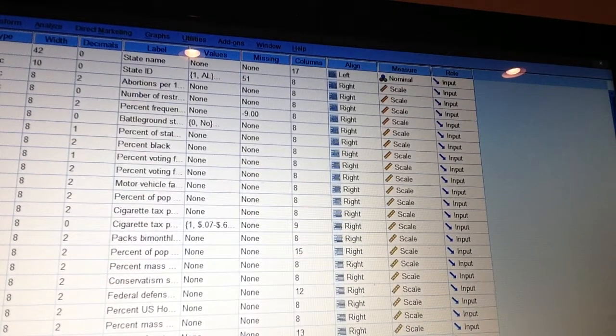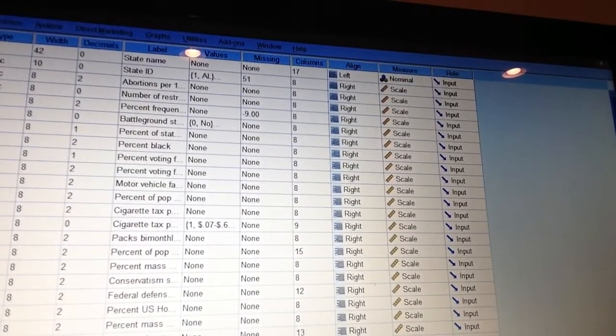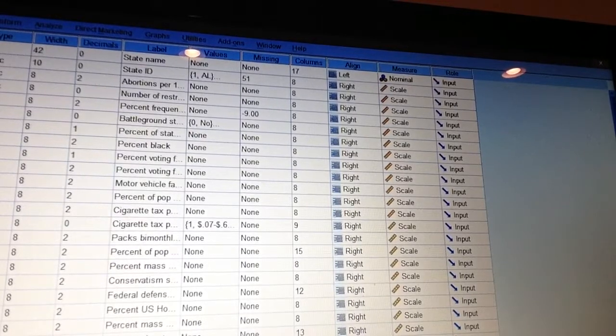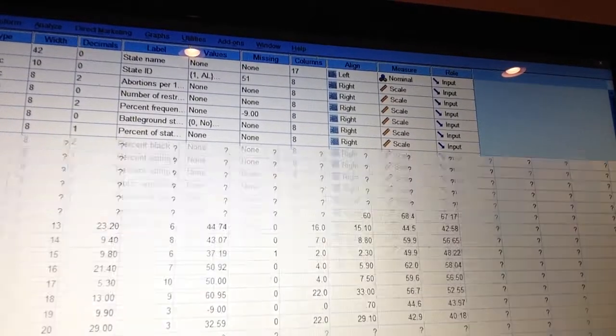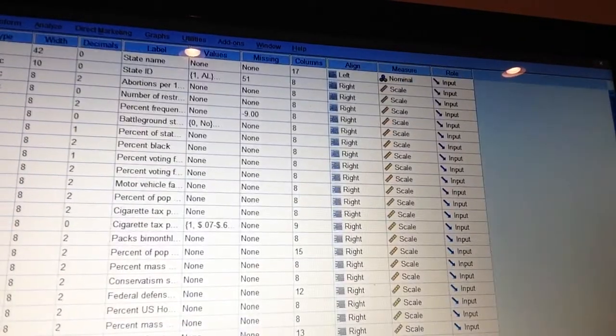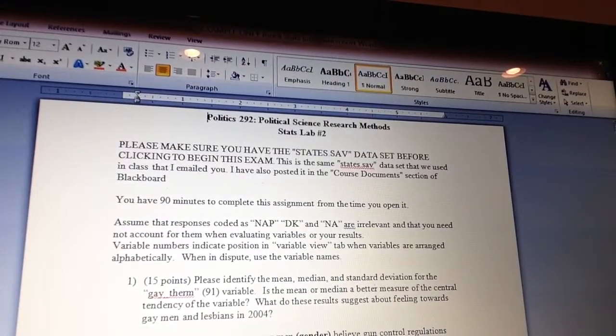Okay, hey guys. So what I'm going to do right now is work through the example stats lab that I posted the other day. And the first thing I should point out to you is that, in the grand tradition that you're familiar with at this point in this class, I made a mistake.